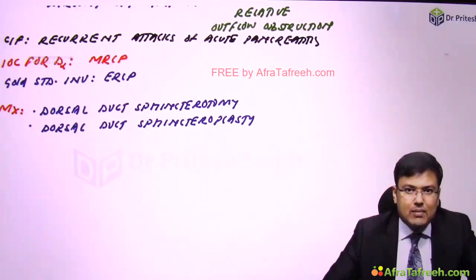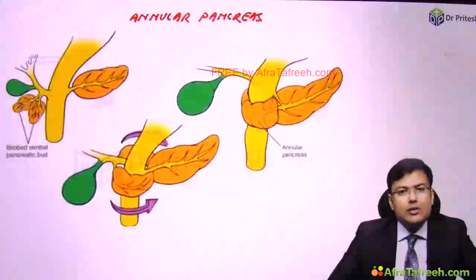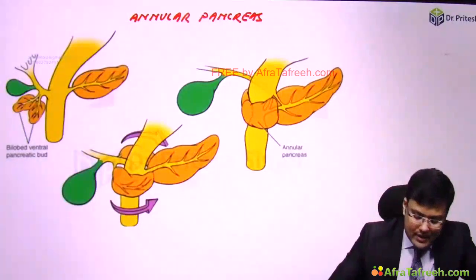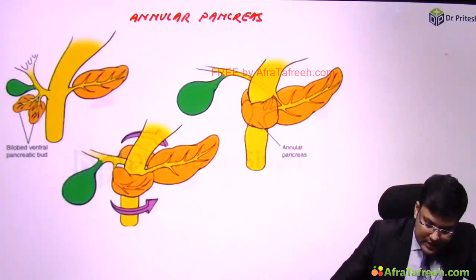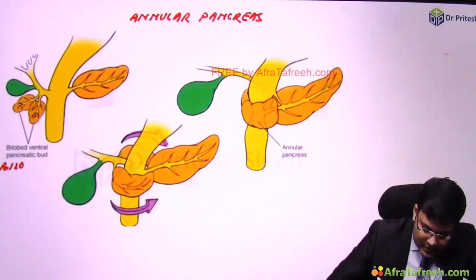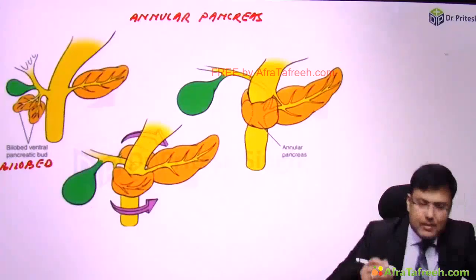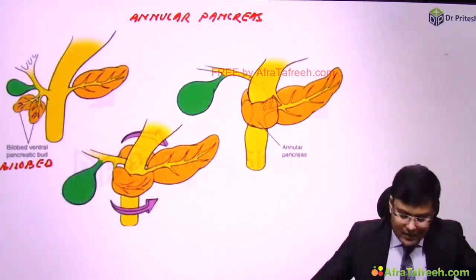Next is annular pancreas. Now see what is the problem in annular pancreas. You can see there is a bilobed ventral pancreatic bud. So here you can see there is a bilobed ventral pancreatic duct. Now what will happen after rotation?